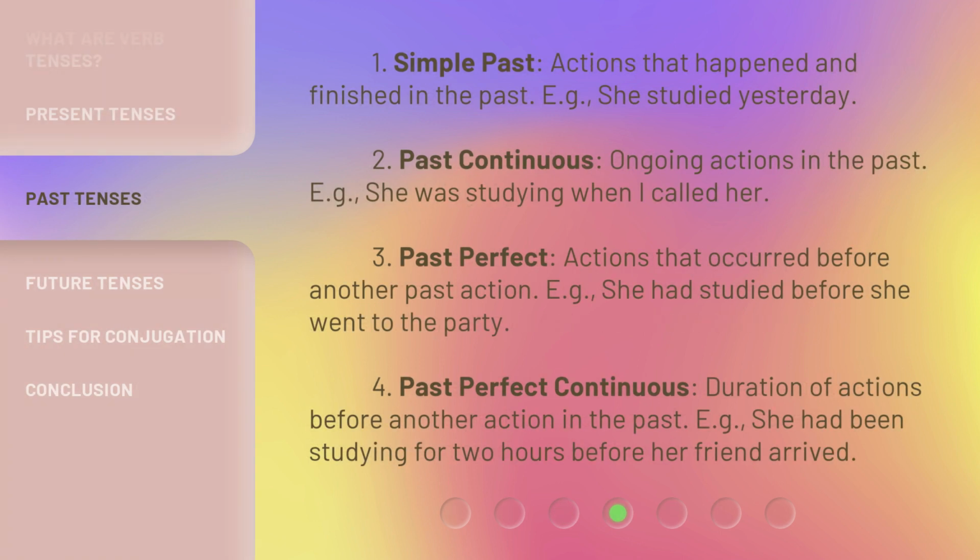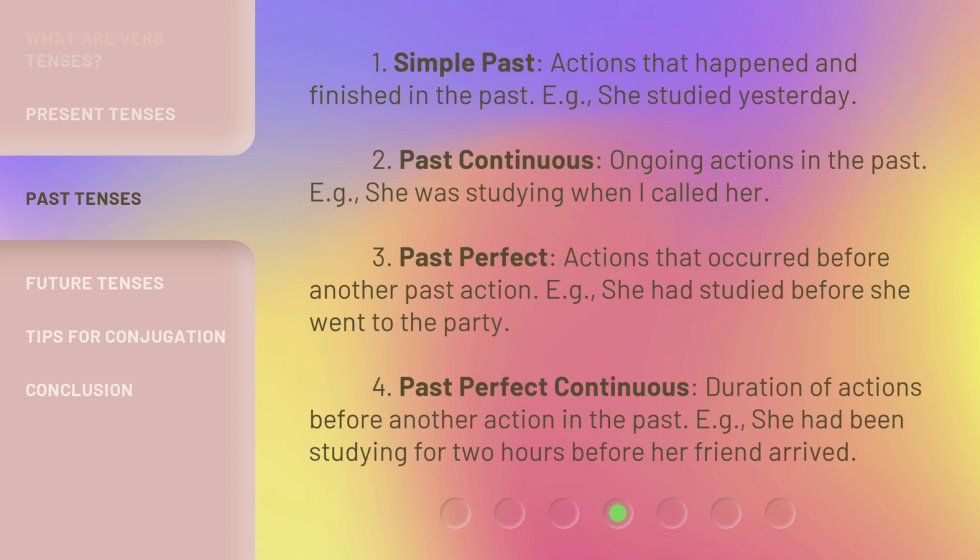1. Simple past, actions that happened and finished in the past. E.g., she studied yesterday. 2. Past continuous, ongoing actions in the past. E.g., she was studying when I called her.